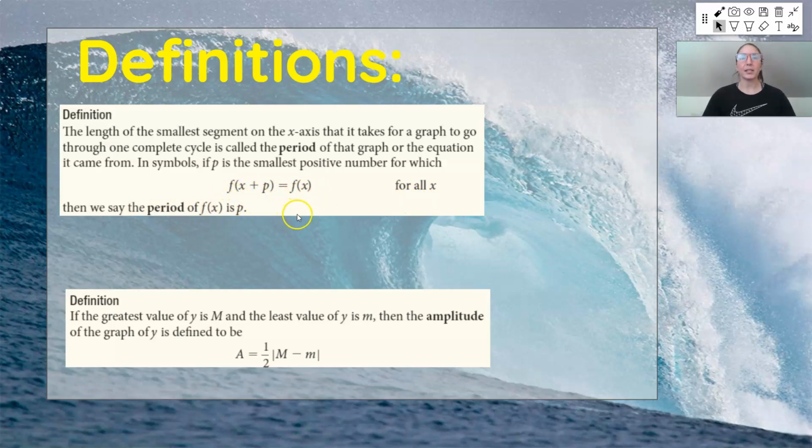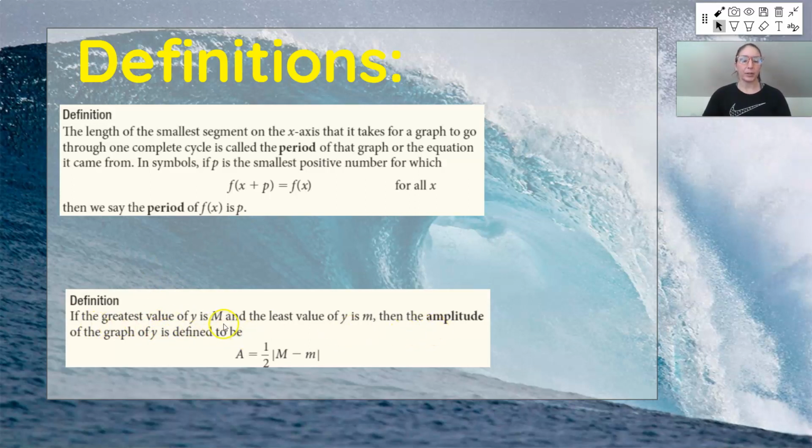Now, all that means is the period is just the length on the x-axis that it takes for the graph to repeat itself. So all these trig functions will repeat themselves infinitely on left and right, from negative infinity to positive infinity. So what this period is, it's just, hey, how long is one of these cycles? How long does it take for this graph to repeat itself again? That's what period is.